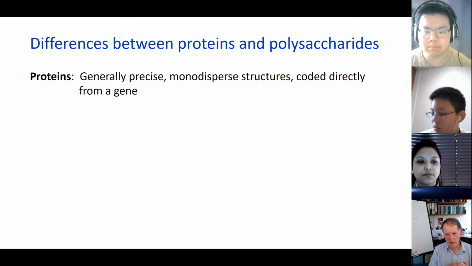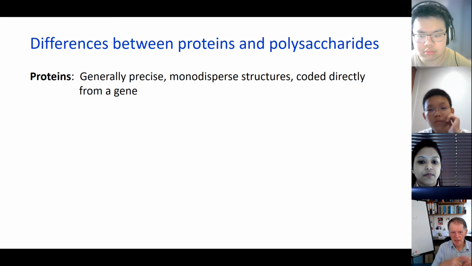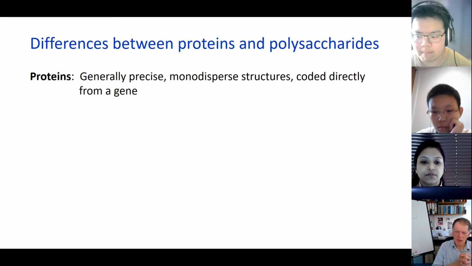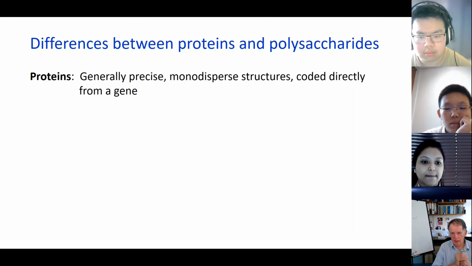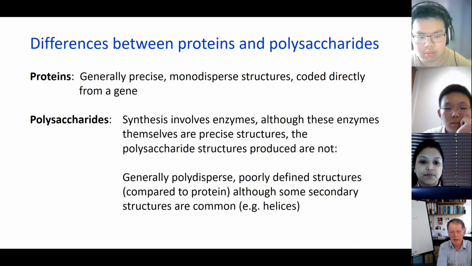Proteins, generally speaking, are very precise monodispersed structures. They're coded by a gene. The genetic template is there to code the production of a protein molecule, so that every time the protein is produced, it has the same molecular weight and the same number of amino acids, because this is what's been coded by the genetic template. So they're generally precise and monodispersed. That means single molecular weight structures coded directly from a gene. And they're also usually, but not always, folded regular structures with a fixed molecular weight.